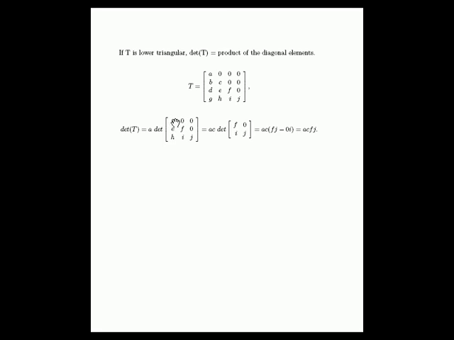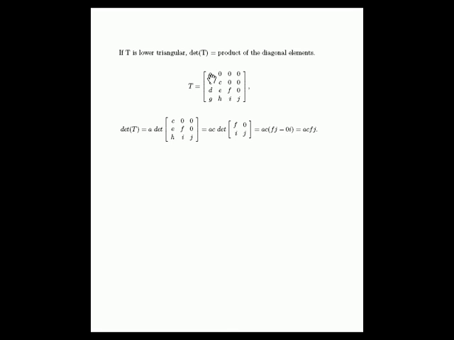Now for this 3 by 3, you expand along the first row and you get C times the determinant of this 2 by 2. And the other terms are 0, minus 0 times something, plus 0 times something. Then the determinant of this 2 by 2 is F j minus 0, so you get A C F j, just the product of the diagonal elements. So for a lower triangular matrix, the determinant is really easy to calculate, just the product of the diagonal elements.